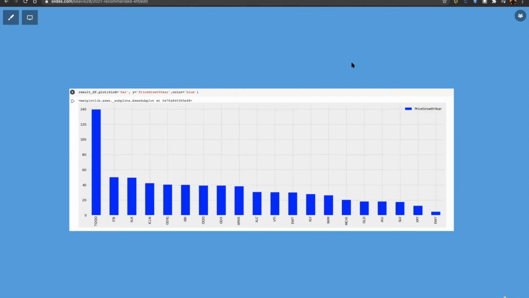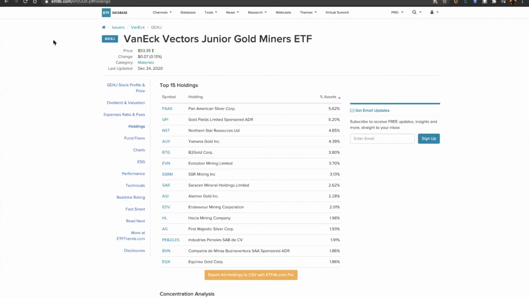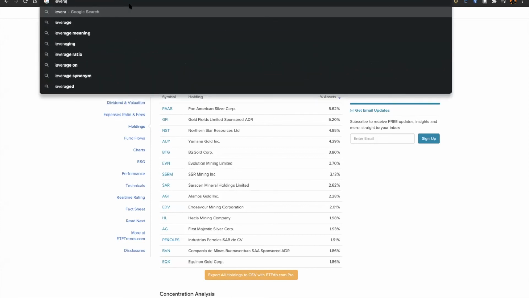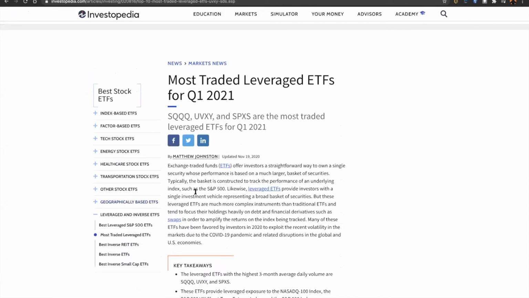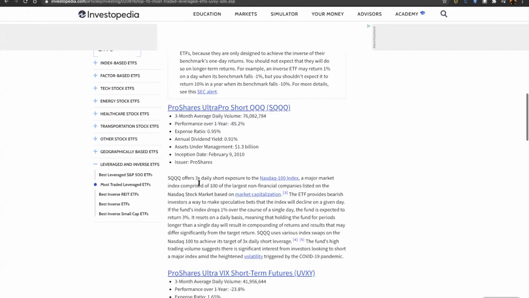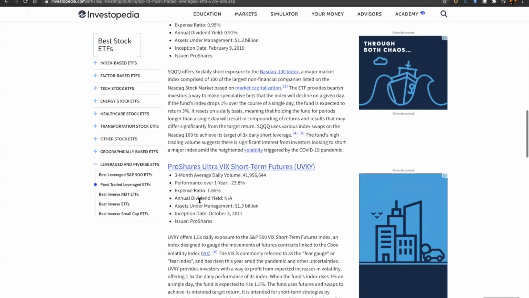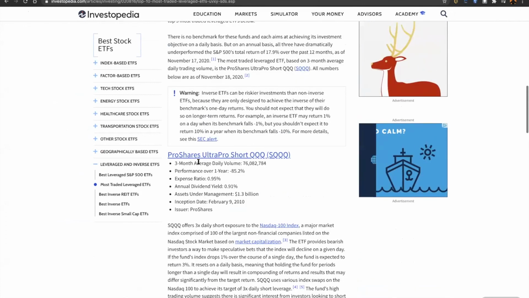Okay, sure. We cannot see that from this data, or from the program, but you can check on etfdb.com. That is one of the places you can see. Or you can just Google leveraged ETF, and you can see there are many. Most traded leveraged ETFs of 2021. A very popular one is TQQQ, because the QQQ is just growing.